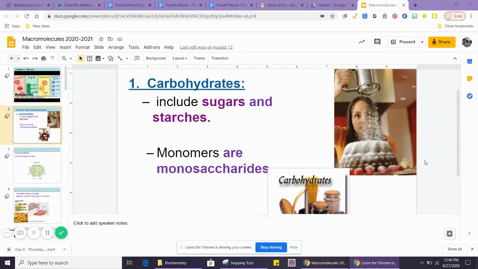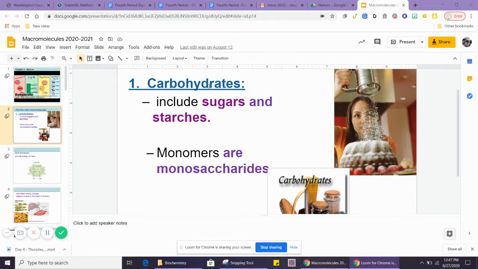So with carbohydrates, and I do have a link here that will take you to a little video from your online textbook about carbohydrates or carbs. But basically, we're talking about sugars and starches. So that's commonly what people know about carbohydrates. Carbs are sugars, carbs are starches.